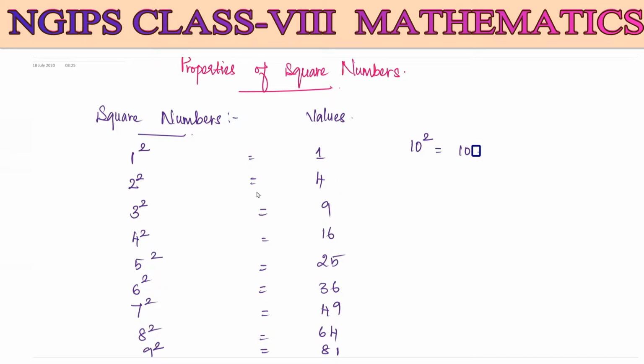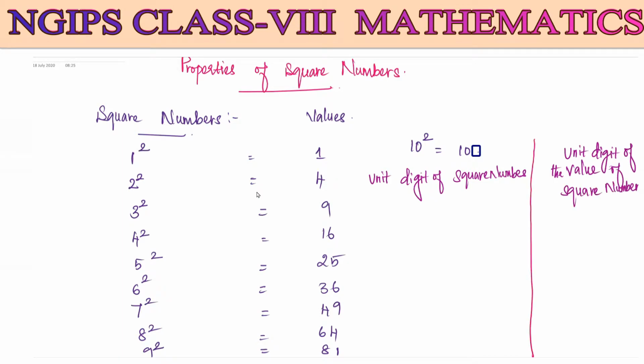we are going to check the unit digit of a square number, as well as the value of the square number. So I am going to write here the unit digit of the value of the square number. Now if you look at this, when I have 1 square, the value we got is 1. When you have 2 square, 4 is the unit digit. When we have 3 square, the value is going to be 9.